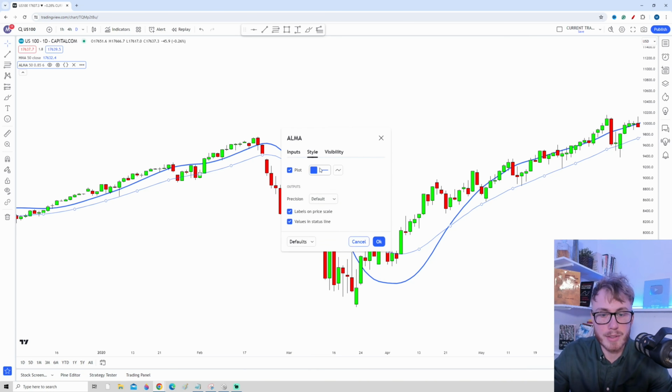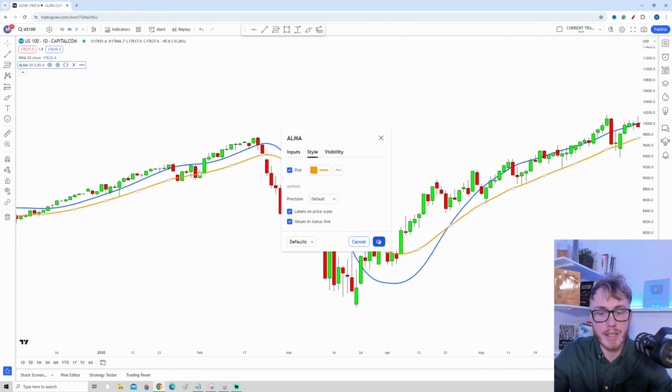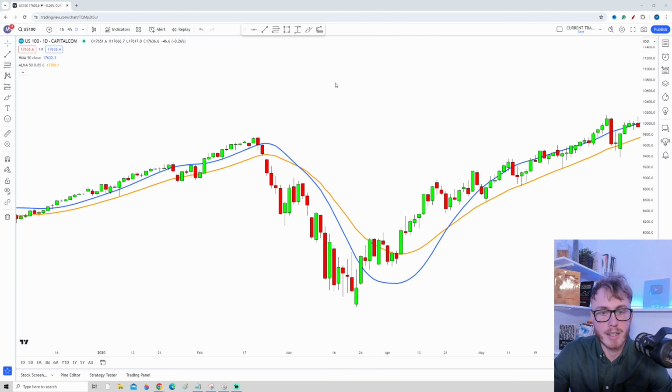Next, we want to go quickly to the style tab so we can make a comparison. I'm going to make this one orange and a bit larger. And now we're ready to go down here and press OK. So now the blue line on the chart is the HMA and the orange line is the ALMA. The first thing we can notice is that, just as for the HMA, the ALMA is very smooth. And what we can also notice is that with these settings, the HMA reacts a little bit faster than the ALMA. You can see right here, it's a tiny difference.